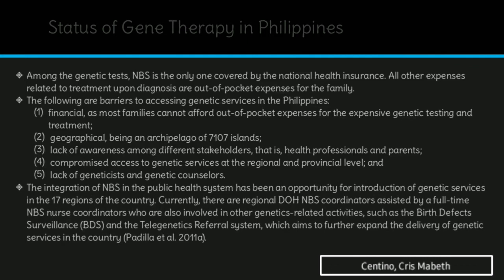The integration of NBS in the public health system has been an opportunity for introduction of genetic services in the 17 regions of the country. Currently, there are regional DOH NBS coordinators assisted by a full-time NBS nurse and coordinators who are also involved in other genetics related activities such as birth defect surveillance and the telegenetics referral system, which aims to further expand the delivery of genetic services in the country.